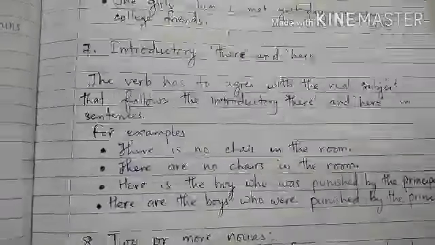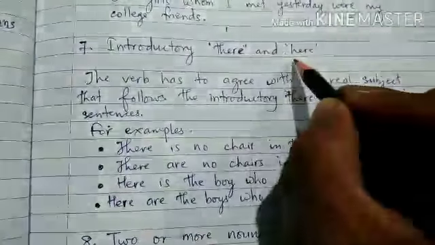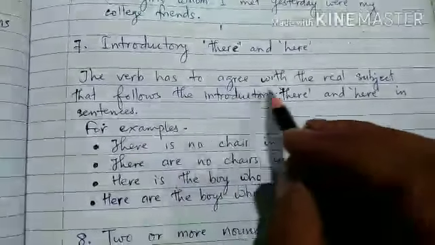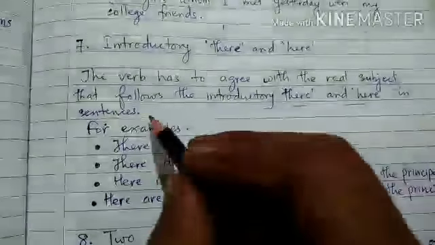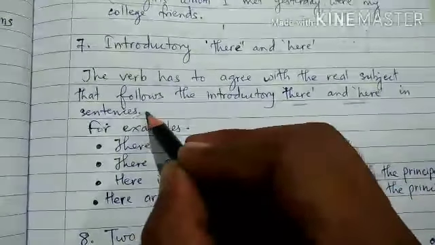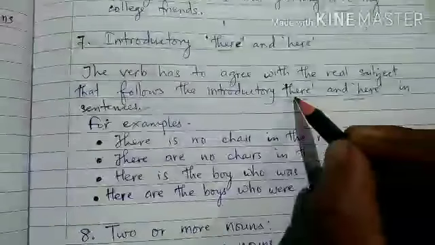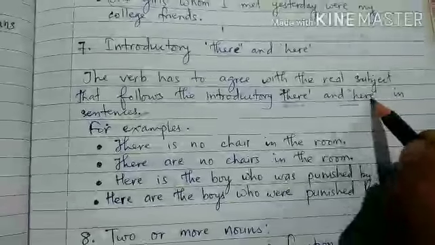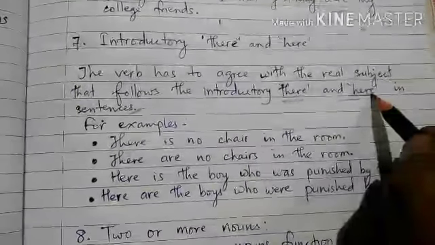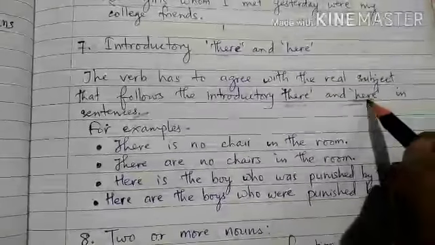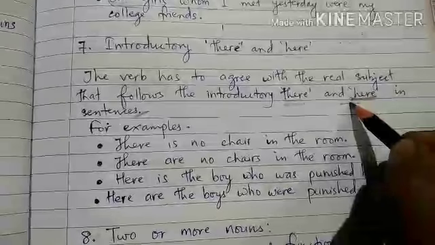Okay, students. Now the next concept is introductory "there" and "here". The verb has to agree with the real subject that follows the introductory "here" and "there" in sentences. जब भी हम sentences को लिखते हैं और जब हम sentence की शुरुआत करते हैं there और here से, so at that time we have to be very careful, okay, because after that the noun which we use, we have to see that noun, whether that noun is singular or plural.